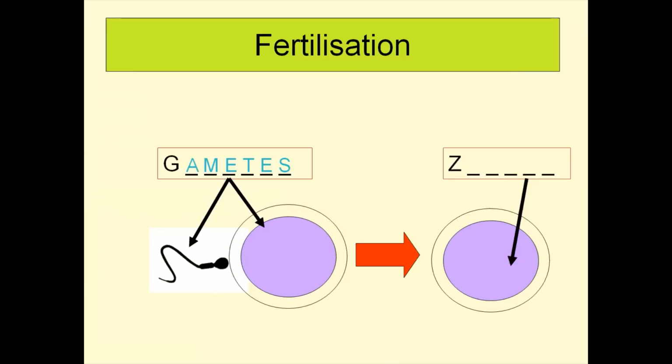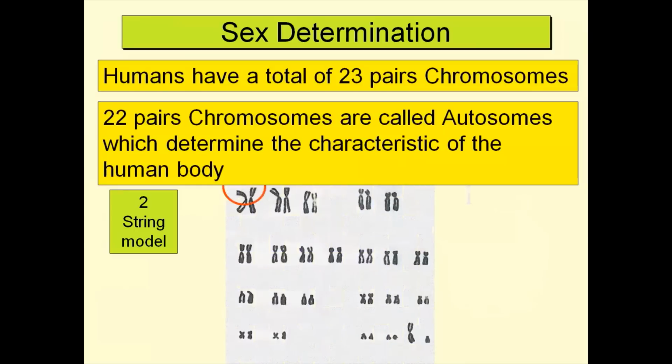We know that egg cell and sperm cell are gametes, also known as sex cells. When they fuse together, they result in the formation of a cell known as zygote. We've already discussed this in our preceding videos. Moving on. Sex determination is the determination or establishment of the sex or gender of the organism.